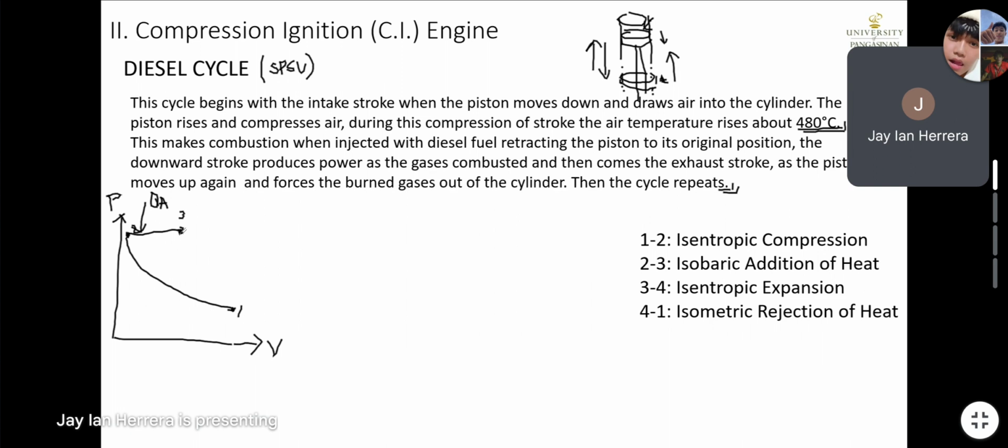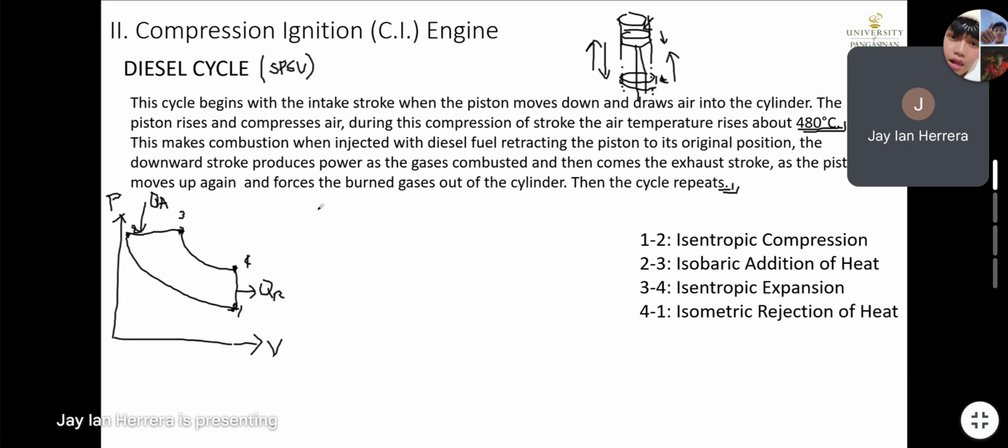And then 3 to 4, we have isentropic expansion. And then 4 to 1 is isometric heat rejection. Constant volume yan, as the graph says, and vertically straight line. Sa process 4 to 1 naman, tayo nag-reject ng heat. So, andyan yung QR natin sa 4 to 1.